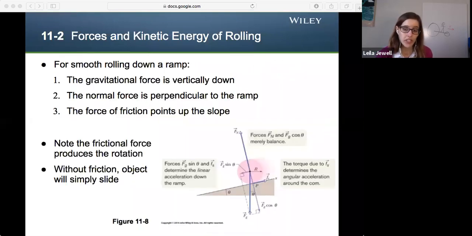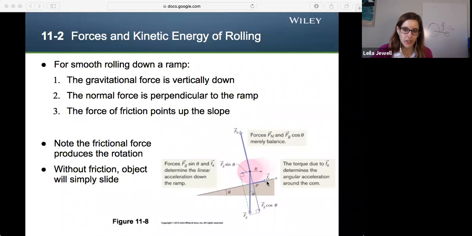So for smooth rolling down a ramp, this is another specific example. Our gravitational force will be vertically down. Cool, that's something familiar. The normal force will be perpendicular to the ramp. The force of friction here is interestingly going to point up the slope.